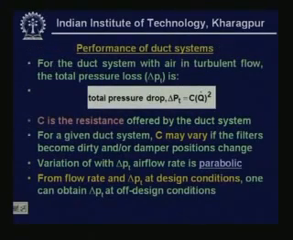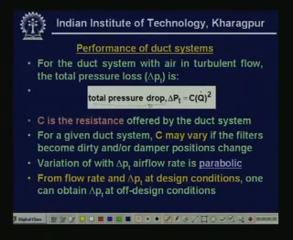Now, let us look at briefly the performance of duct systems. For the duct system with air in turbulent flow, the total pressure loss delta PT is found to be proportional to the air flow rate. Okay. Total pressure drop includes frictional as well as dynamic losses. So, it is observed that if the air flow is turbulent in nature, this is proportional to the square of air flow rate.